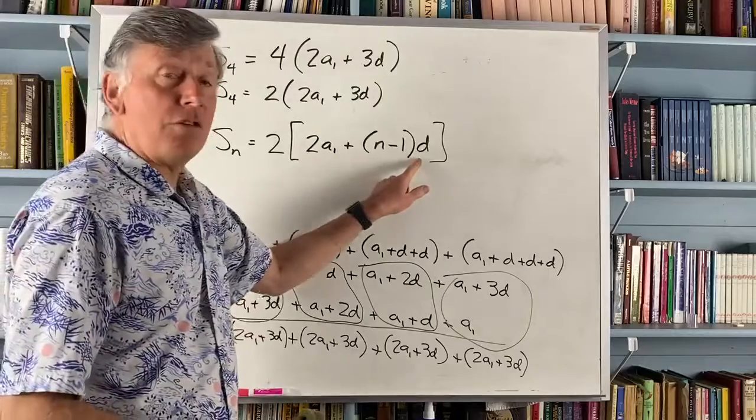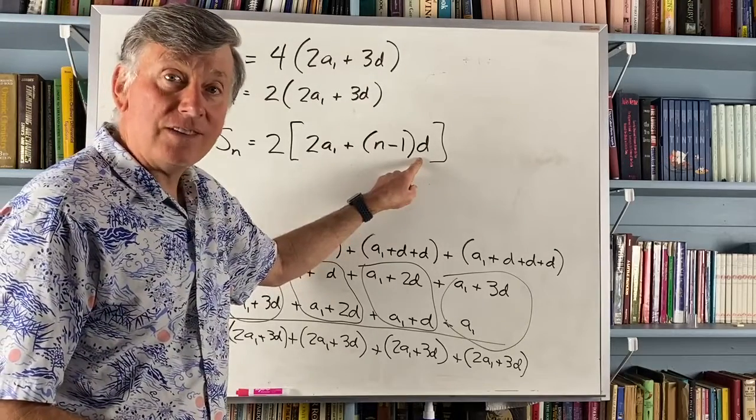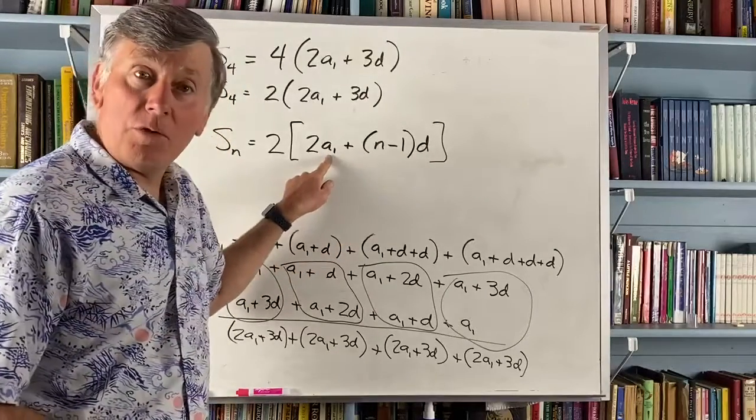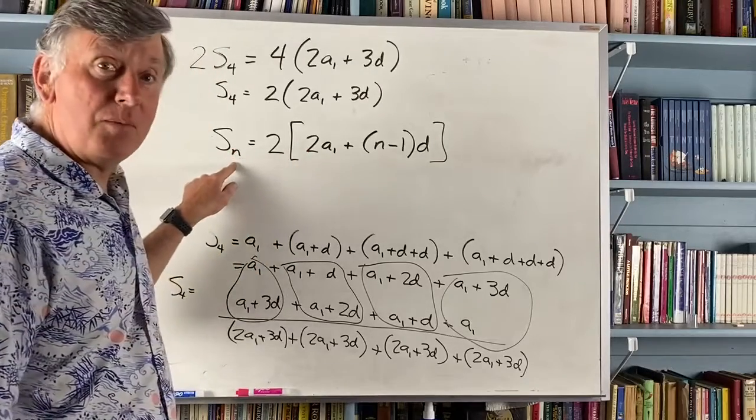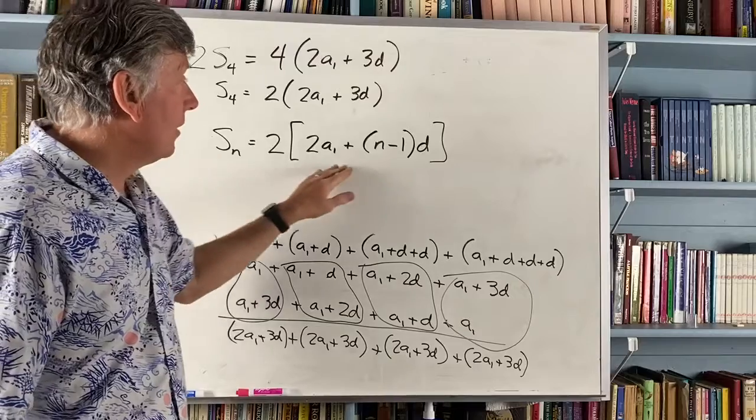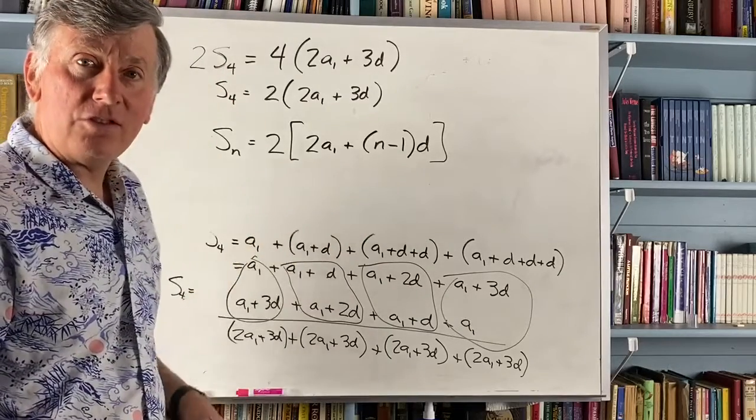So if I know that I have an arithmetic sequence, I know that I have a d. I'll also know what my first term is. If I want to know what the partial sum is for n terms, this is my simple equation to follow.